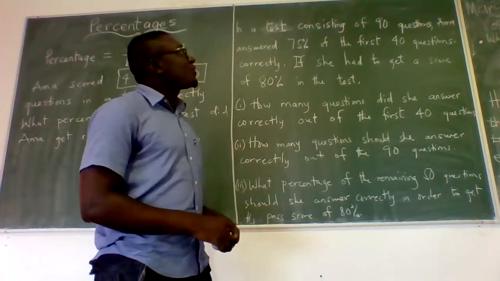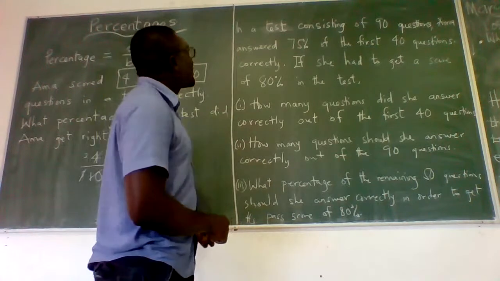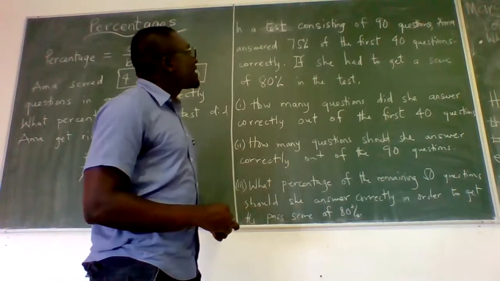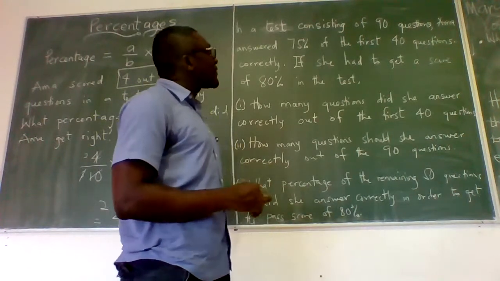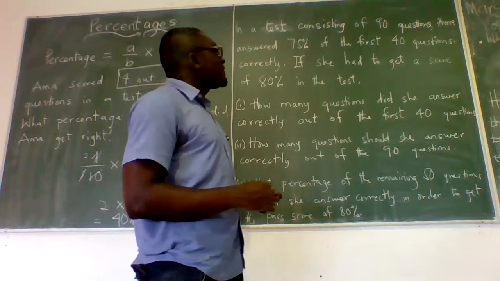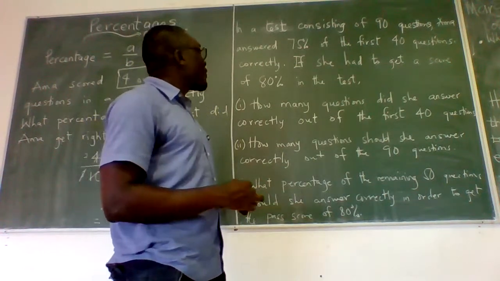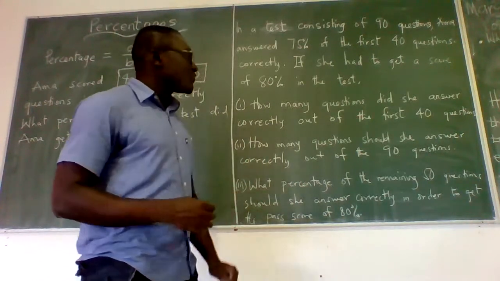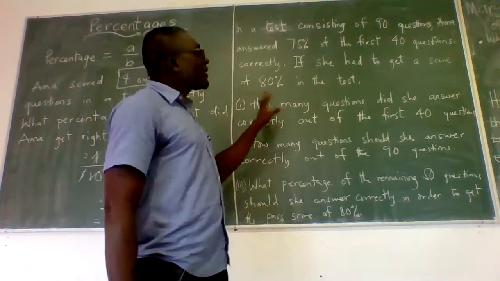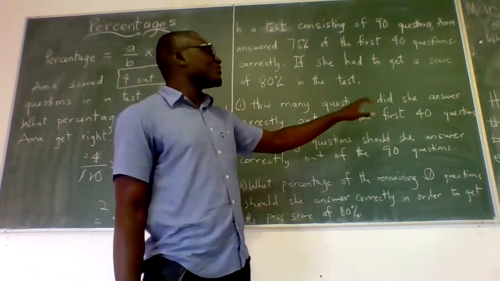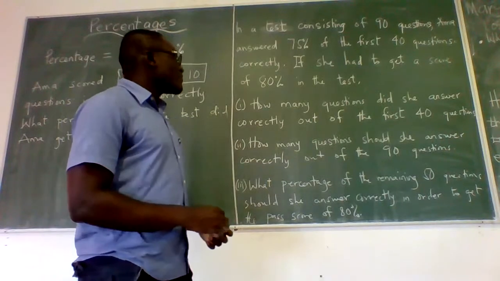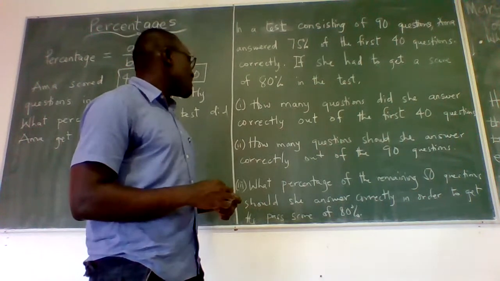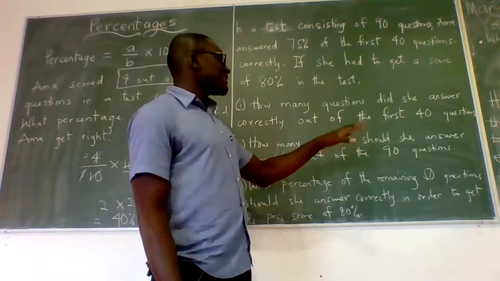Now we have this BC question. It's obviously a theory question from your section B. It says that in a test consisting of 90 questions, Amma answered 75% of the first 40 questions correctly. If she had to get a score of 80% in the test, now these are the problems you are supposed to handle. The first one: how many questions did she answer correctly out of the first 40 questions? Then the second one says, how many questions should she answer correctly out of the 90 questions?